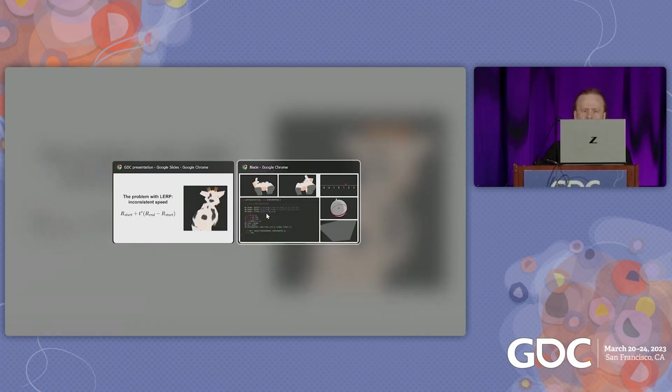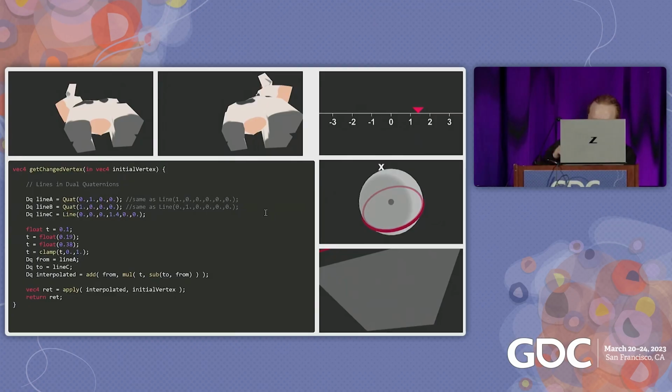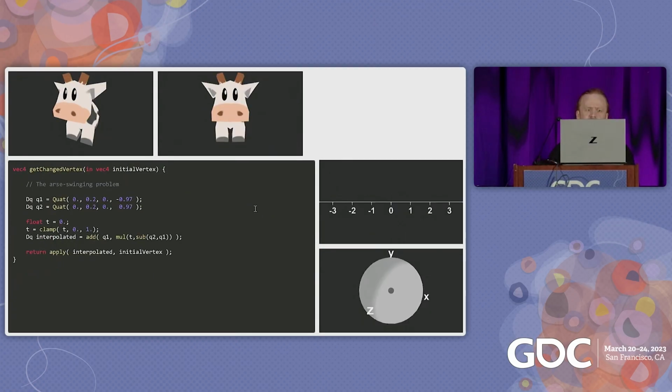Lerp worked pretty well with our cow, but there's a thing that I call in this context the arse swinging problem, or ass swinging problem, whatever. Once again, I have quaternions, and I'm linearly interpolating from one to the other. If you look in the bottom right-hand window, you can see that, yeah, it's starting out in one way, and it's ending up in another way. But I want you to look at the cow now, and I'm going to let you know that I'm trying to dial up the t value as smoothly as I can.